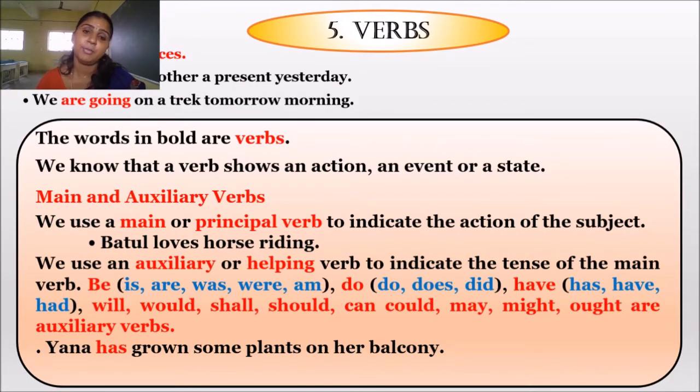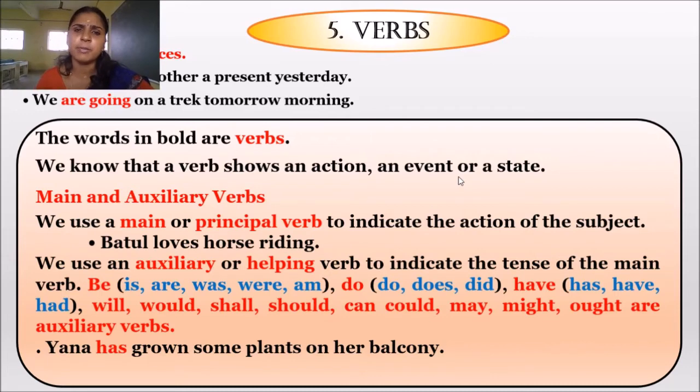What are verbs, children? Let us read this before explaining about the verbs. Read these sentences. Anna gave her mother a present yesterday. We are going on a trek tomorrow morning. And gave and going, these words are in red color, because we are going to talk about the verbs today, and we changed the verbs into red color so that you can identify them easily. The words in bold are verbs. We know that a verb shows an action or an event or a state.